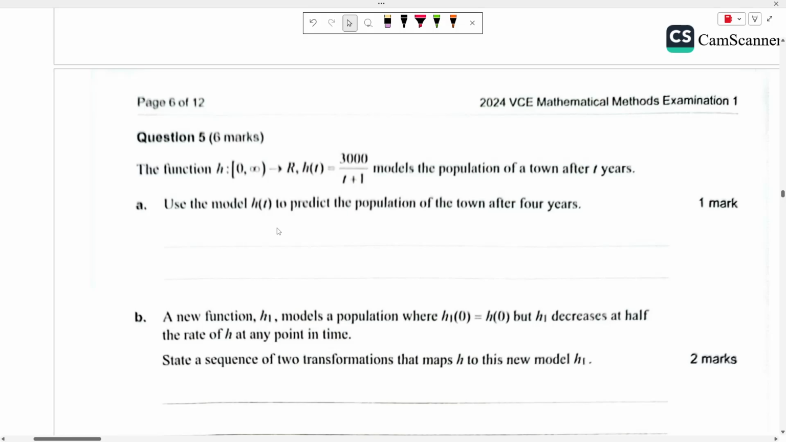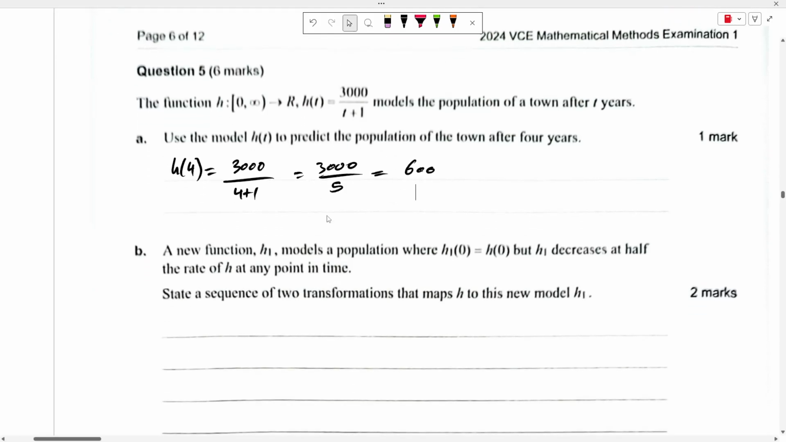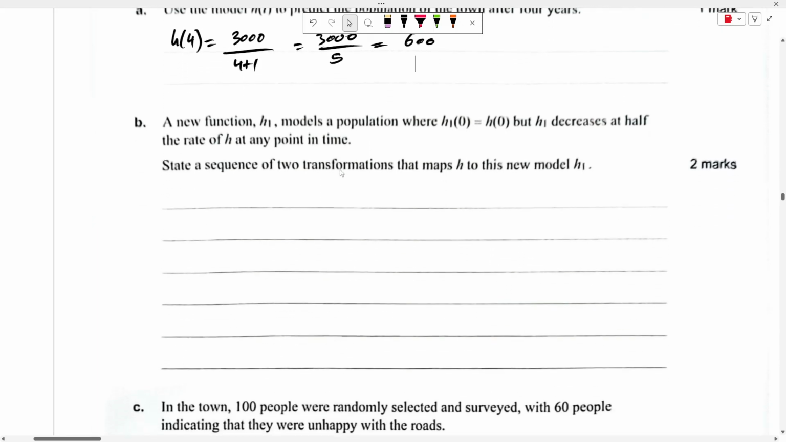Okay, here we have a function. It's modeling the population of a town after t years. So use the model to predict the population after 4 years. So just find h of 4. That's going to be 3,000 divided by 5, right? Because 4 plus 1. That's 3,000 divided by 5. That's going to be 600. Right, so that's going to be our answer there.